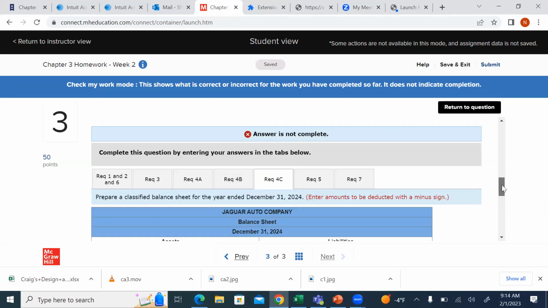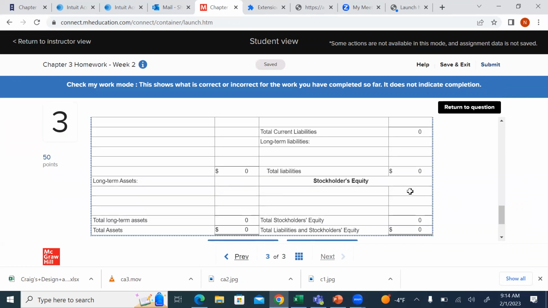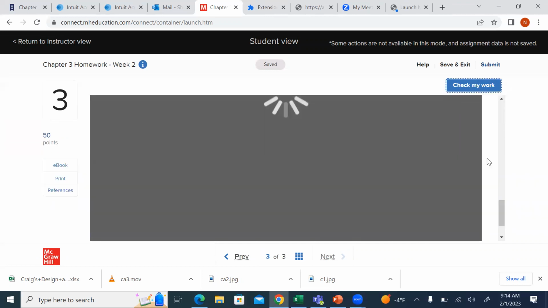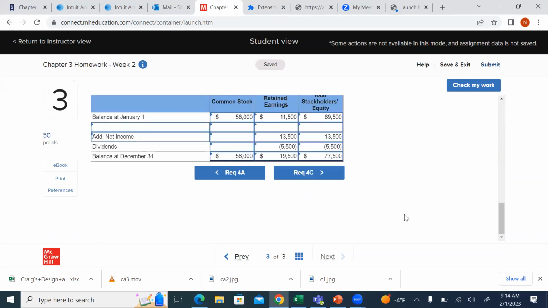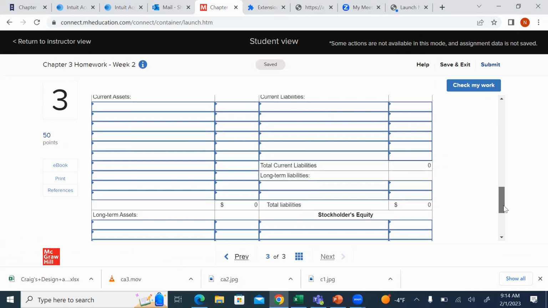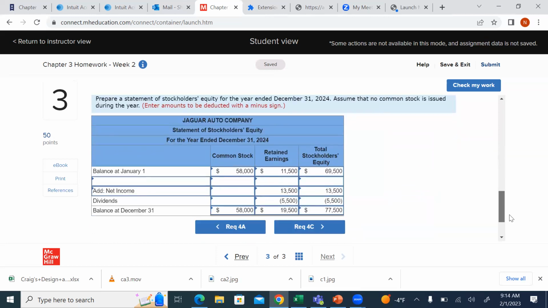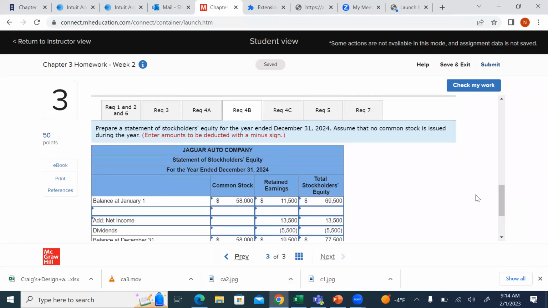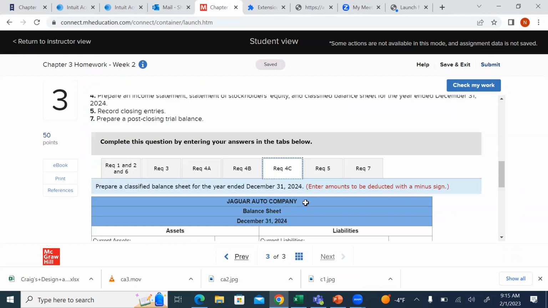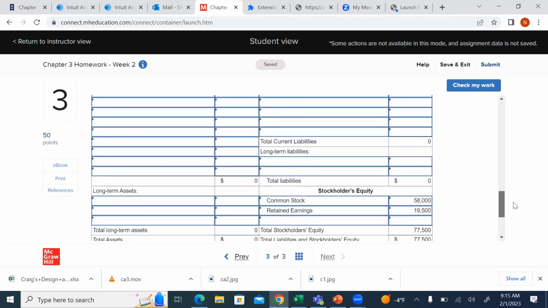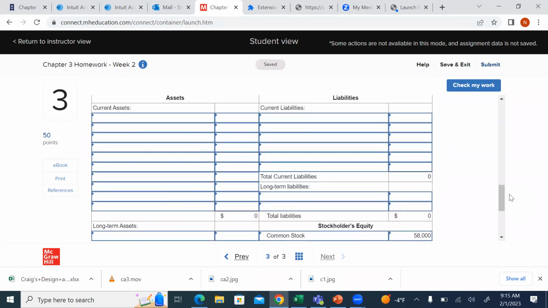Okay, guys? Now, we need this 58,000 and this 19,500 in order to complete our balance sheet. So down here, our stock 58,000, 19,500. Right? Let's just make sure I did it right. 77,500. Yep. So in order to complete the balance sheet, we're going to take everything else from the adjusted trial balance, aren't we?